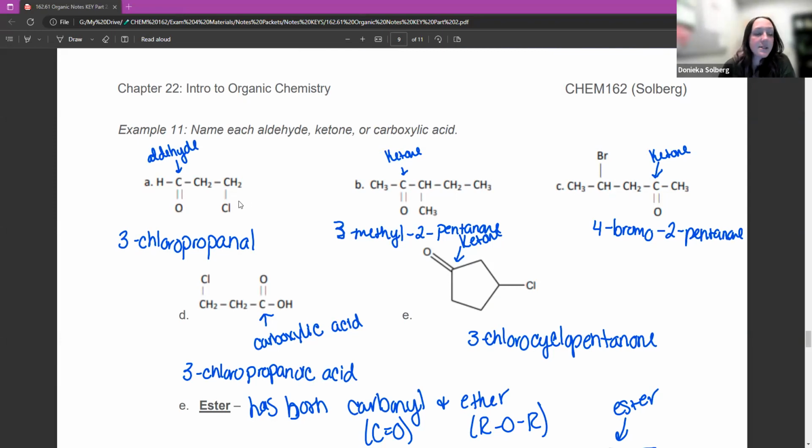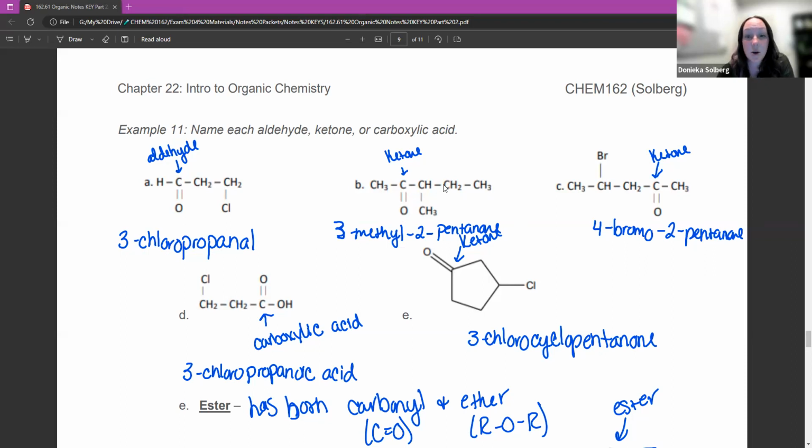So I noticed that I have some groups on here. I've got a chloro and I have a C double bond O. Now it's just a C double bond O with an H, so it's terminal. So this is an aldehyde. That means it's going to end in al. Okay, so this is 3-chloro because this is carbon 3. I have to start numbering here. 1, 2, 3, 3-chloropropanal.